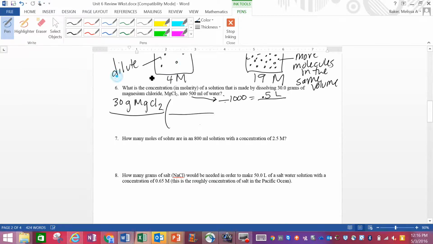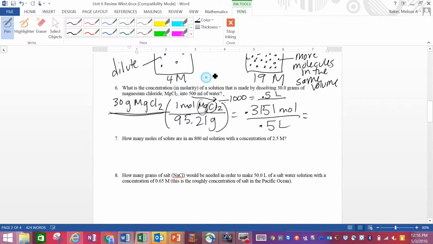I need to get grams of MgCl2 into moles. So I need to add up the molar mass. So I'm going to look at my periodic table and add up 1 magnesium plus 2 chlorines. That adds to 95.21 grams in 1 mole. I only have 30 grams, so I don't even have a whole mole. I've got a fraction of a mole, 0.3151 moles per 0.5 liters. That's a concentration of 0.63 molar MgCl2. There, I calculated the exact concentration.